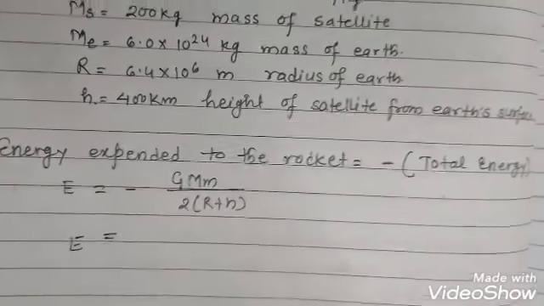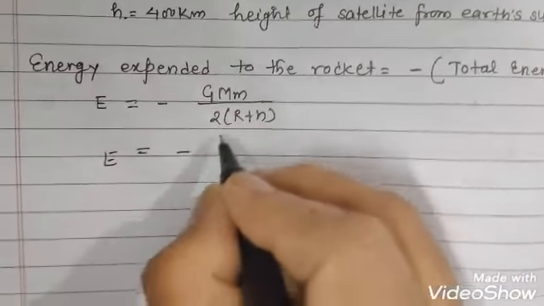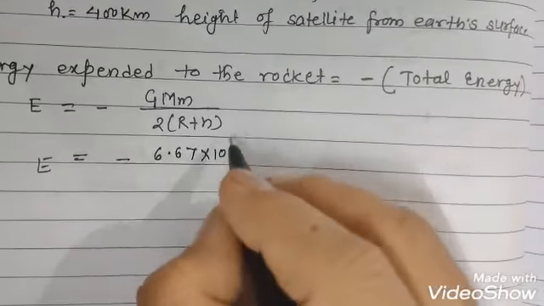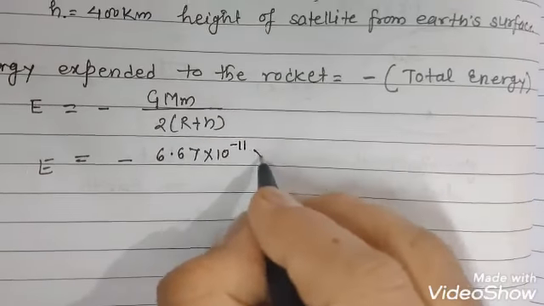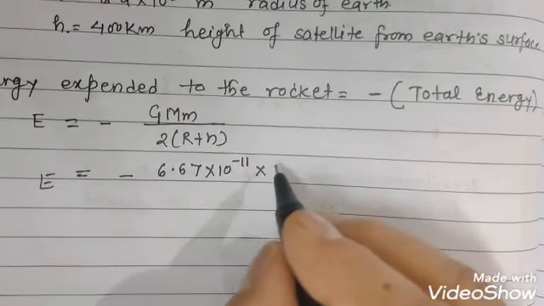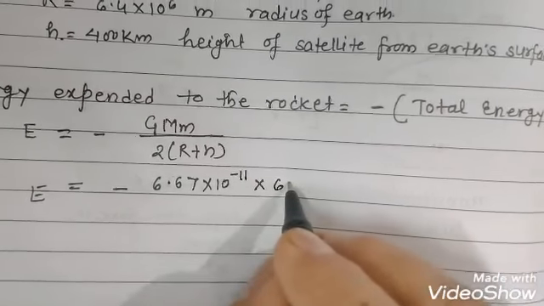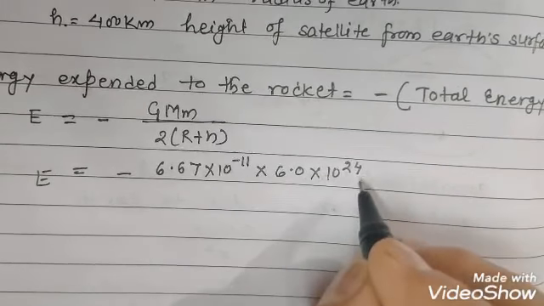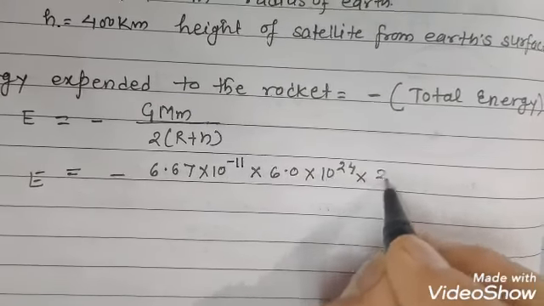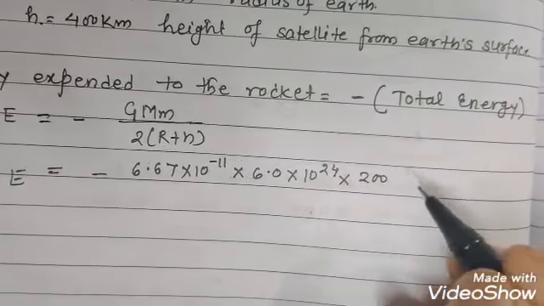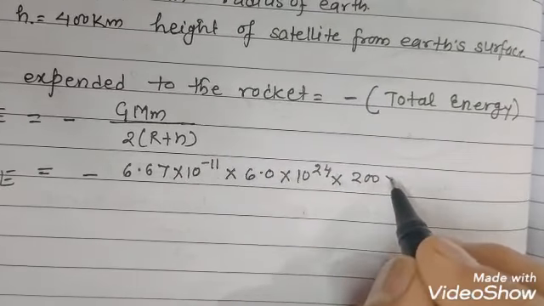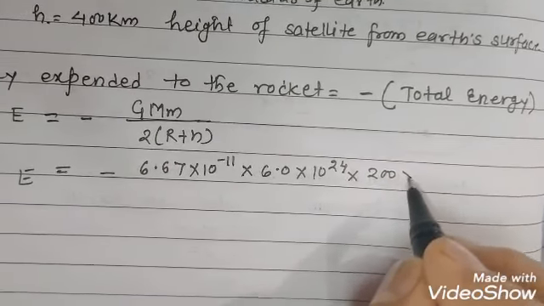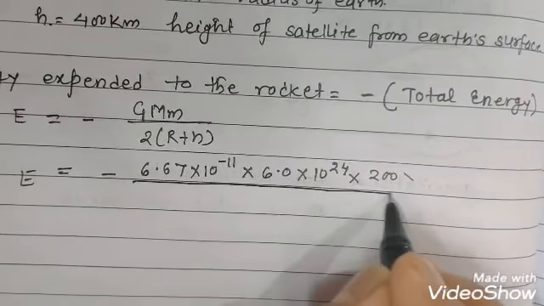So the energy is minus G, which is 6.67 into 10 to the power minus 11, times the mass of Earth, which is given here, 6.0 into 10 to the power 24, then the mass of the satellite, that is 200 kilogram. It is given in kilogram, 200 kilogram.